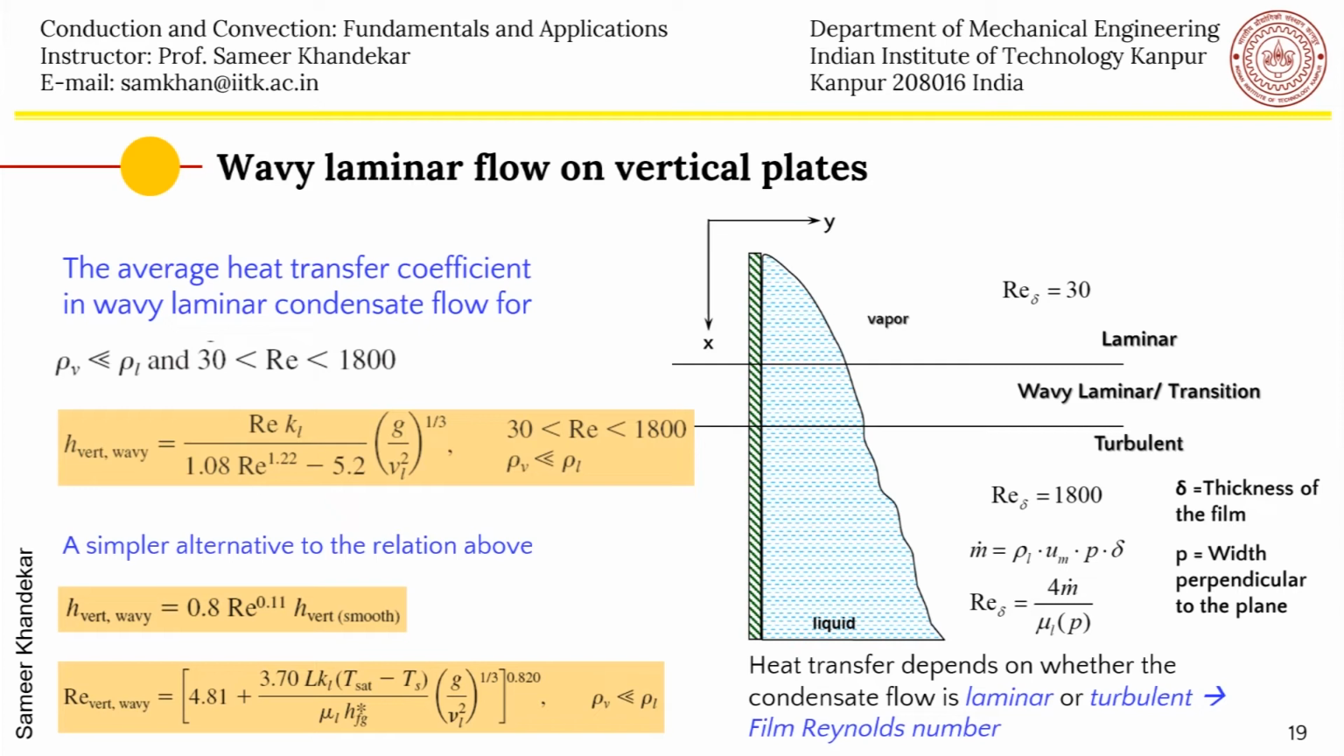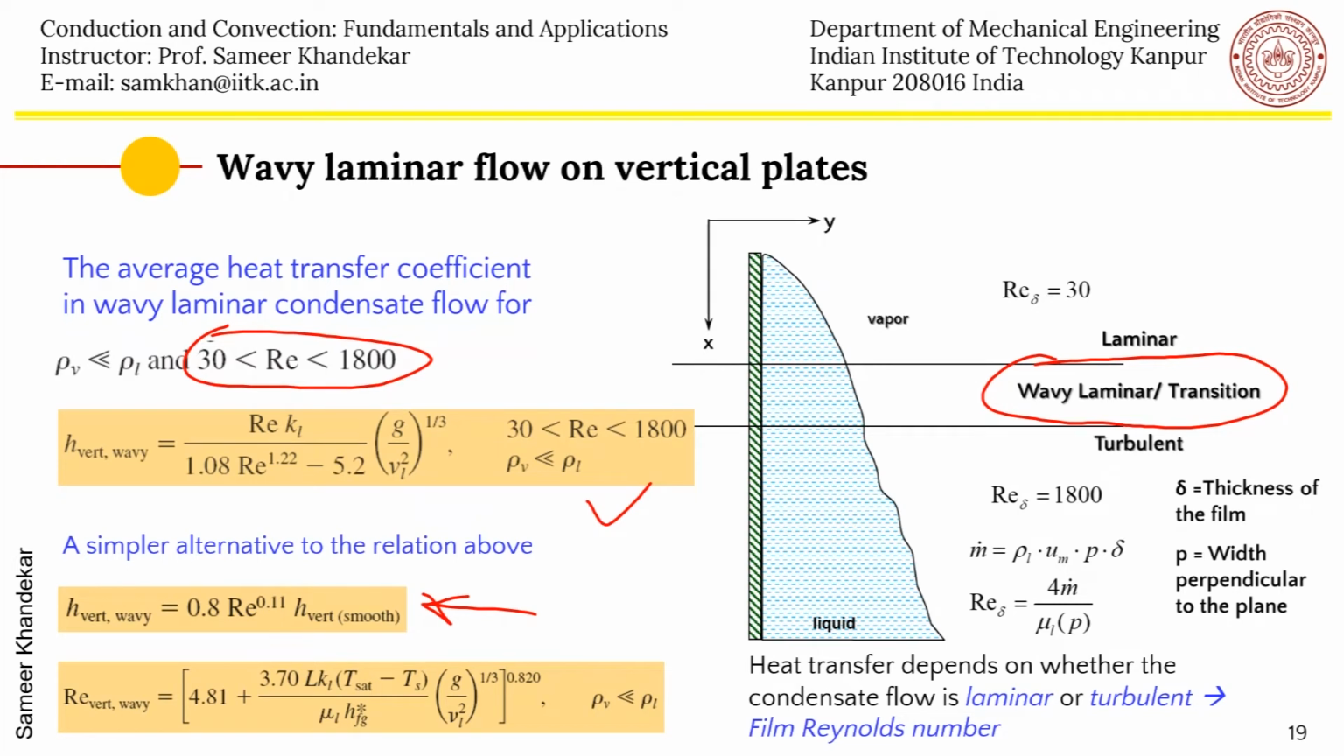There are also some empirical correlations here, like h vertical in a wavy condition is 0.8 Reynolds to the power 0.11 into h vertical smooth. So you assume that the flow is smooth, you calculate the h vertical smooth, and then just increase it by a factor which is this one, which will give you the wavy flow. For this equation, the Reynolds number is also calculated by the expression which is given below. So these are some of the different types of expressions which are available.